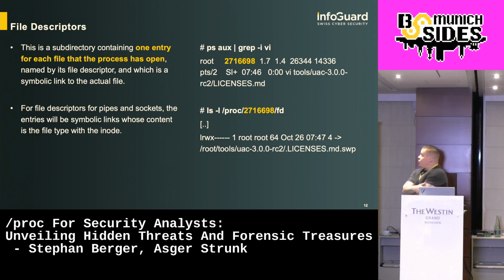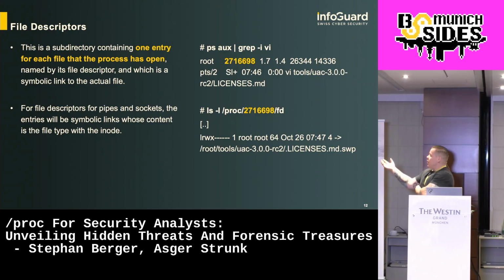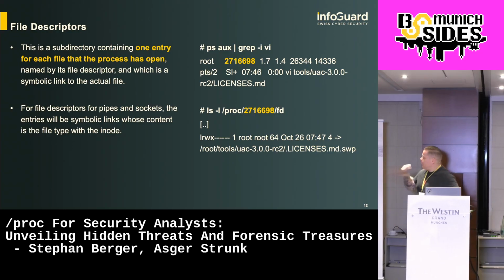Then the next thing is the file descriptor. So this is all the different files that are opened by the process itself. In this example, we have a vi that's running. And if we look into the fd folder of the proc folder, you'll see that it has a root tools, UAC, swap file open. Again, which can give you a good indication of what this is maybe manipulating, or what the process is reading from, which could give you a lot of different forensic evidence.